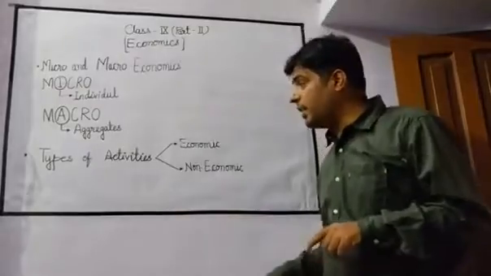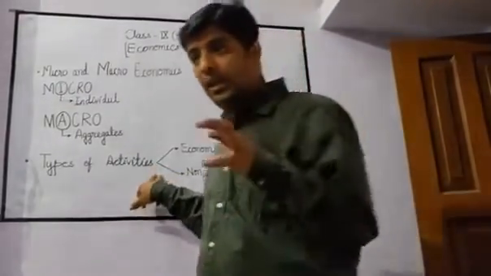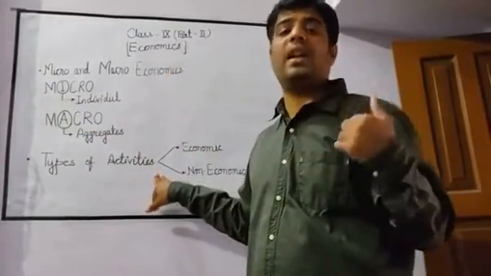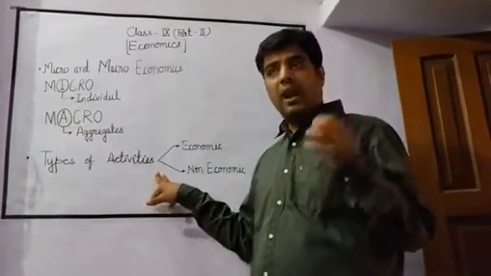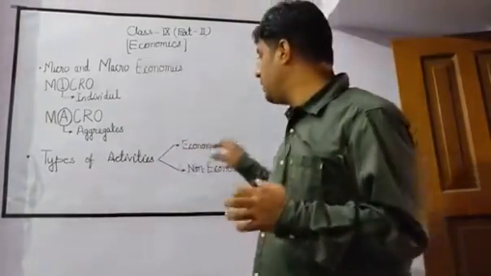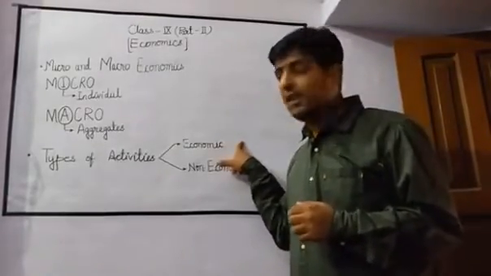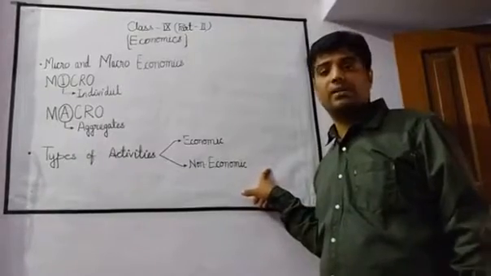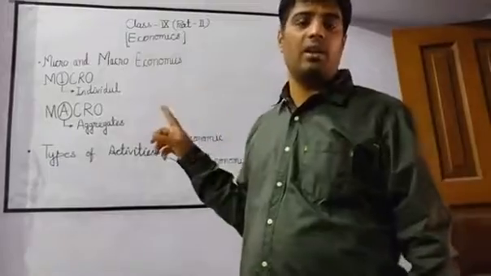Now, the next topic is types of activities. Every human being does many activities round the clock. Those activities have broadly been divided into two parts. One is economic activities and the next is non-economic activities. This particular topic we will be studying in our next lecture.